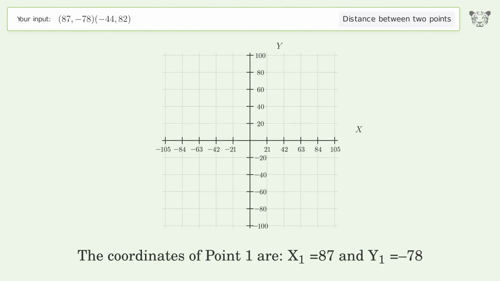The coordinates of point 1 are x1 equals 87 and y1 equals -78. The coordinates of point 2 are x2 equals -44 and y2 equals 82. D is the distance between the 2 points.